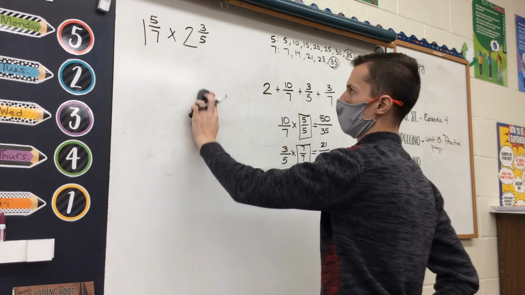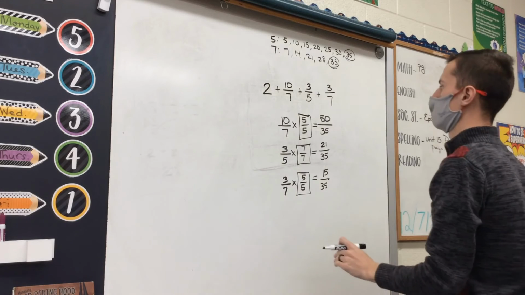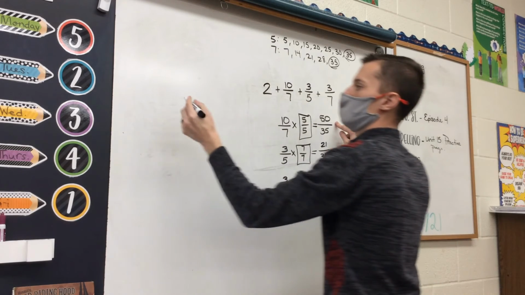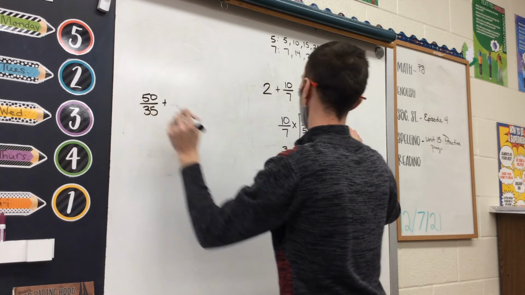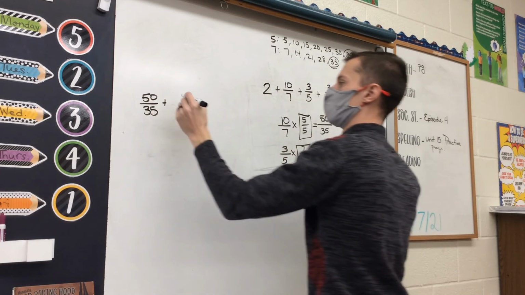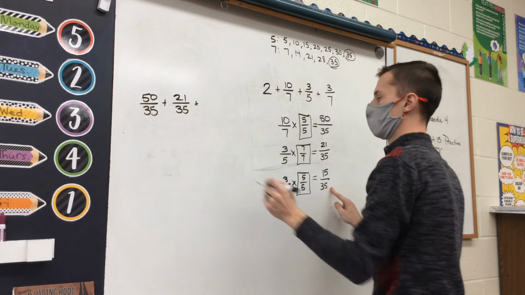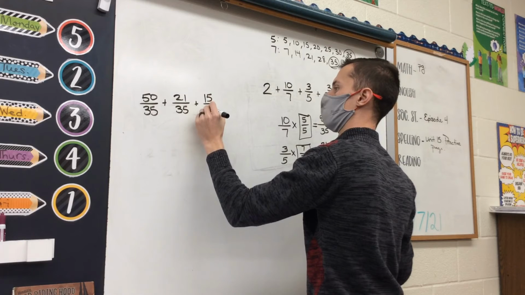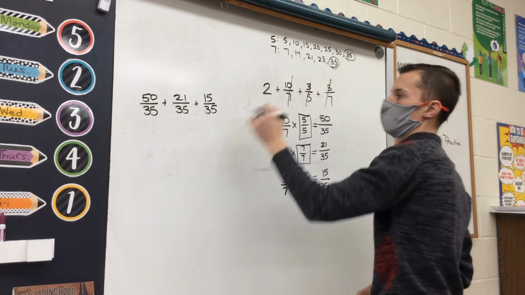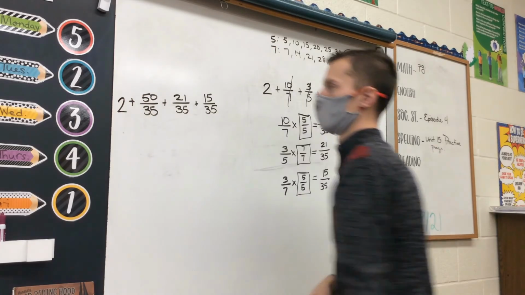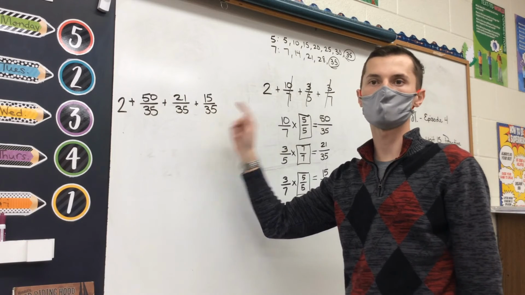Now, making some more room on our board. Dropping my marker. And now I'm going to rewrite these just so we have a clear understanding of what we are adding up here. So we've got 50/35 plus 21/35 plus 15/35. Okay, all of these have the same denominator, and so I can simply add all of those up. And you'll notice I put the 2 because we don't need to do that. That's a whole number. We just bring it on over to our final problem.